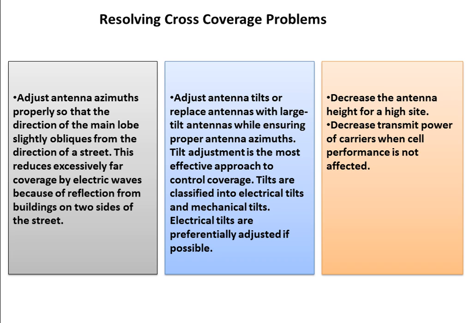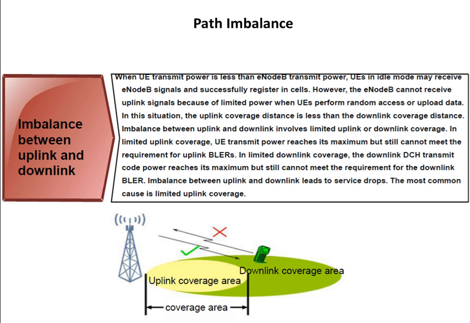First, try to adjust the antenna azimuths in the direction of the main lobe where required, and we should also ensure that the main lobe of the antenna doesn't face an open area where the coverage may go to hundreds of meters or a couple of kilometers. So we should avoid this excessive coverage of the electromagnetic waves. We can also adjust the antenna tilts. We can put more downtilt so that the coverage doesn't go to the far-flung areas, and we can decide whether we want to do electrical tilt or mechanical tilt. At the same time, if it is possible, we can also try to decrease the antenna height for the sites or reduce the transmit power for the antenna.